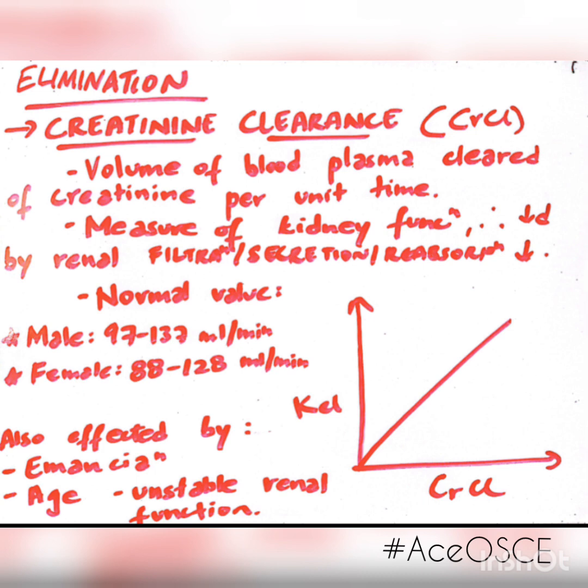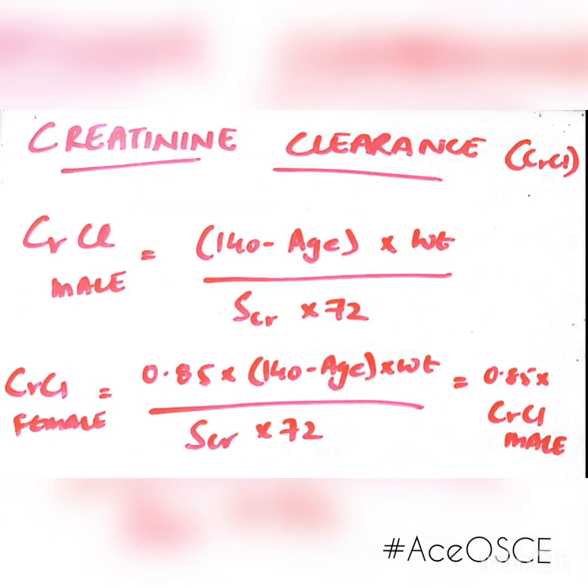And this is also affected by either emaciation, by age, like I said, advanced age, or unstable renal function due to medications or health conditions. If you plot the KEL, or the elimination rate constant, versus CRCL, it is an upward slope. So important to remember this graph.